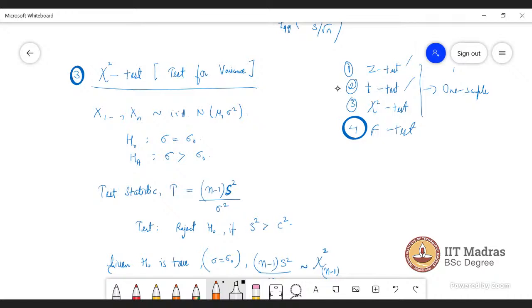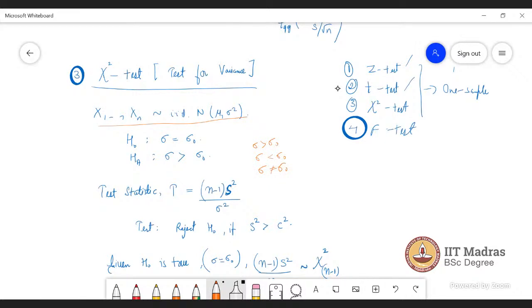So you have n IID samples coming from a normal distribution with mean mu and variance sigma square. And you want to test whether your standard deviation sigma is equal to sigma naught. The alternative can be either sigma greater than sigma naught, or sigma less than sigma naught, or sigma not equal to sigma naught.